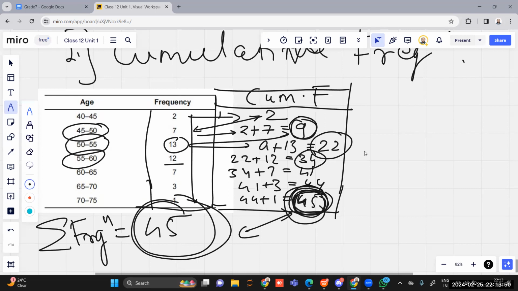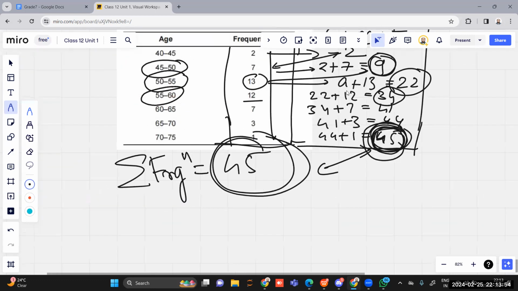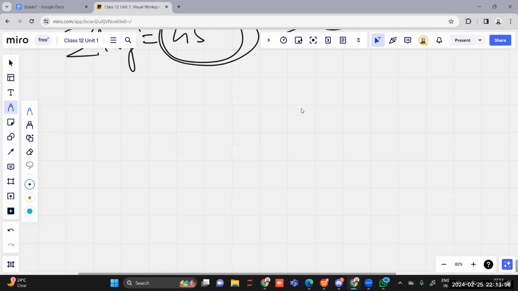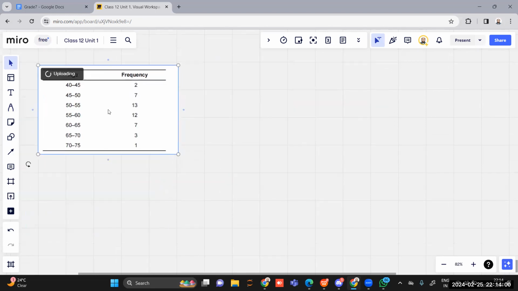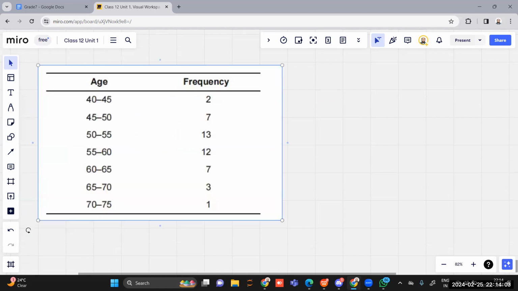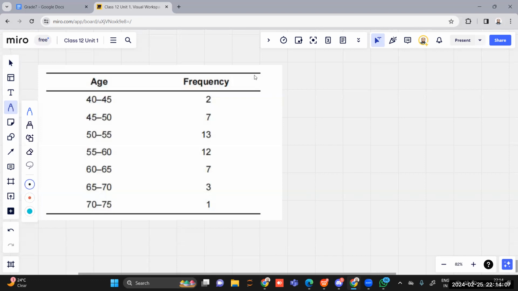Is it clear how to calculate the cumulative frequency? There is one more type of calculating the cumulative frequency. We have calculated from upside. We can calculate it from downside also. I'll show you both the methods, so in the exam, if it is there, you will not be confused. You must be prepared for all the situations.